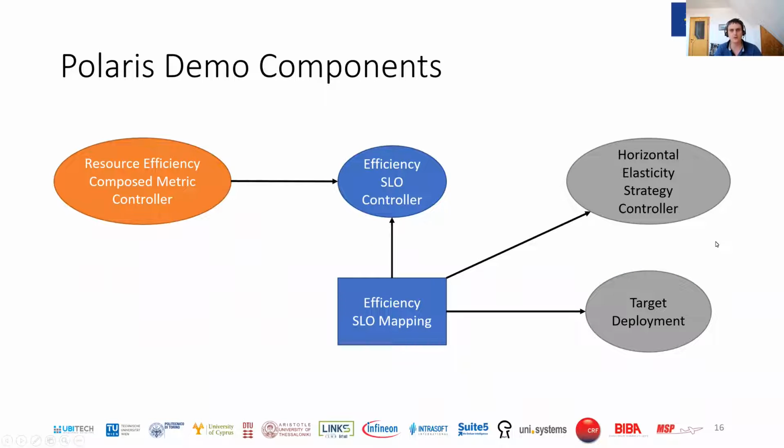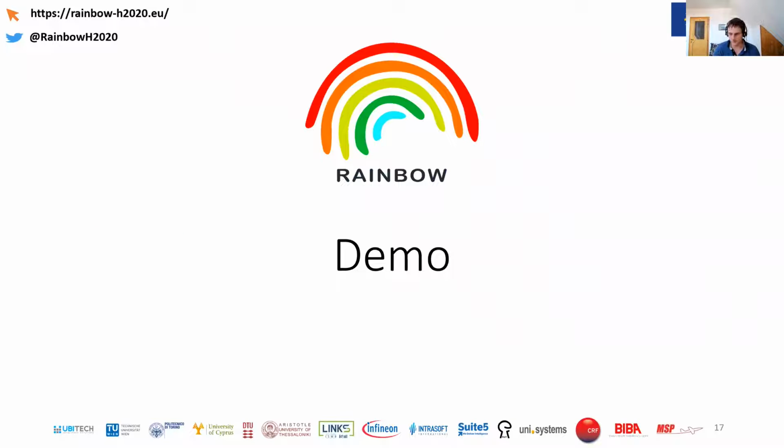So these are the components that we're going to write. We're going to create the resource efficiency composed metric controller. We're going to create an SLO controller and the SLO mapping and also configure it. The horizontal elasticity strategy already exists, and the target deployment has also already been deployed. It's just a dummy deployment, a Google pause container, because we extract the metrics from the Google dataset. Okay, so let's get to the fun part.